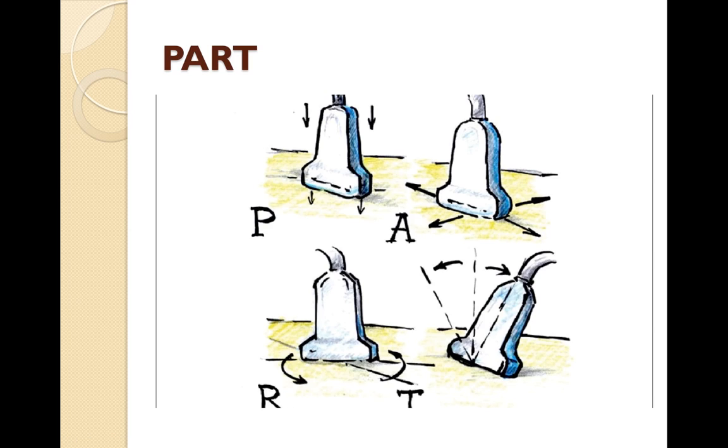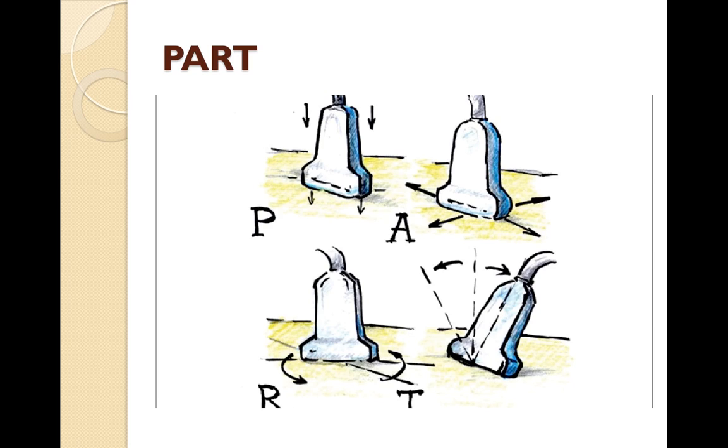So you have to do alignment to the structure. Rotate the probe. Suppose you want to go from short axis to long axis view, then you have to rotate the probe. By rotating the probe, you will see the nerve or artery or vein from short axis to long axis.